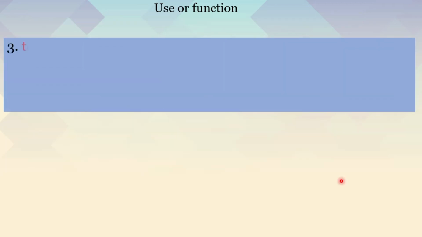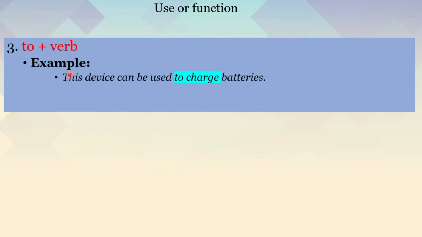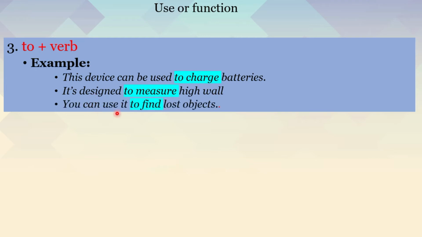You can also use to plus base form of the verb. For example, this device can be used to charge batteries. Another example is designed to measure high wall. Let's take another example. You can use it to find lost objects.